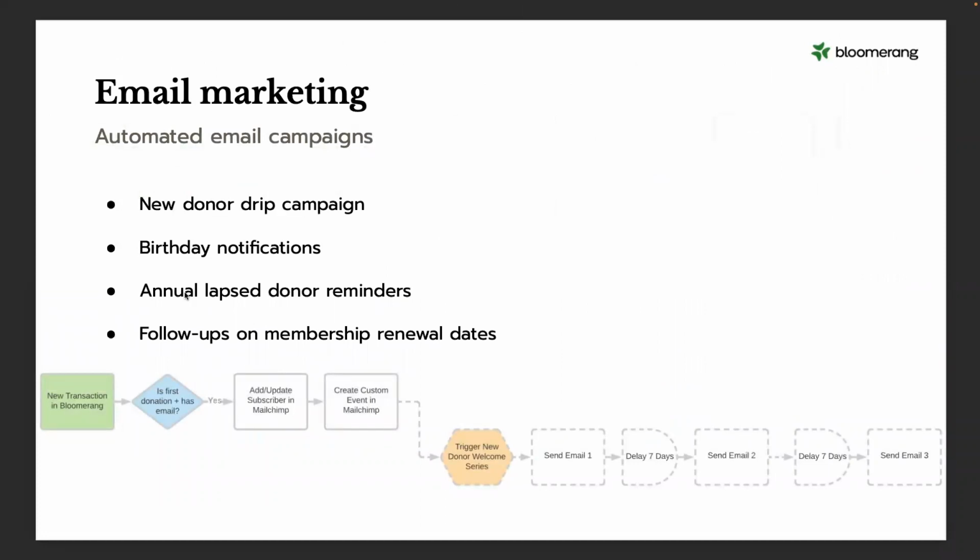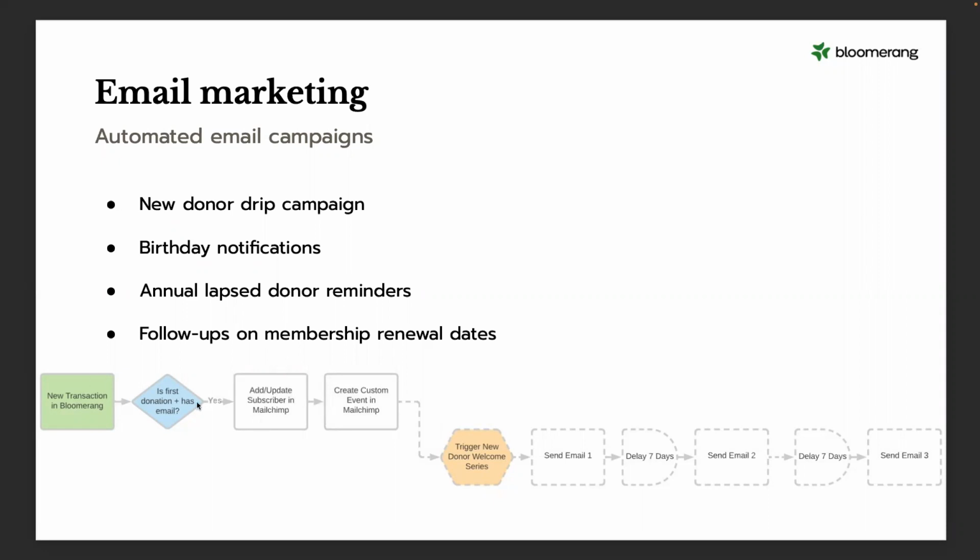So here are some common ideas for automated email campaigns in MailChimp or an email marketing tool. And we have a couple of clients using these currently. We can do a new donor drip campaign, birthday notifications, lapsed donor reminders, and membership renewal follow-ups. Now, this is really just a brainstorming list of different types of drip campaigns you could set up in your email marketing tool. There's a lot of variation to this that could be expanded on based on your organization's use case and need.